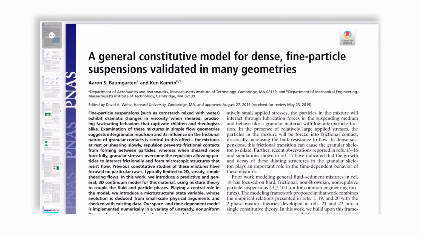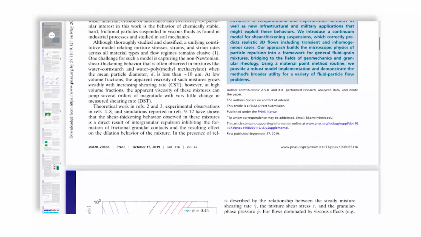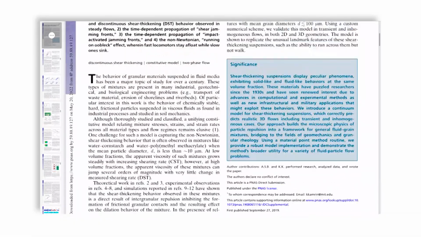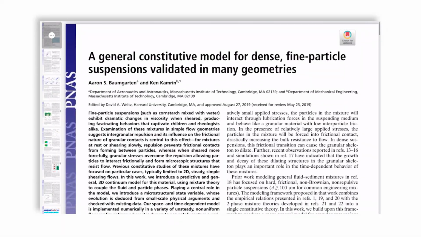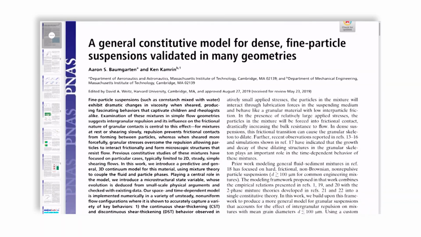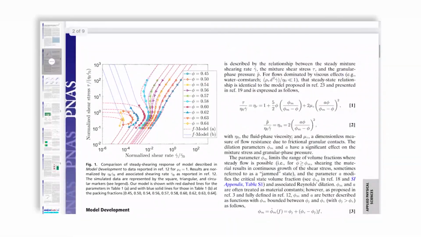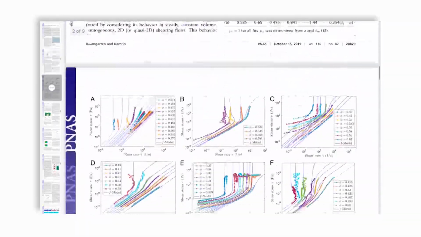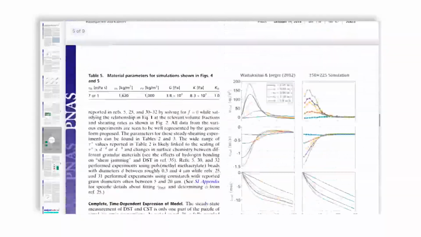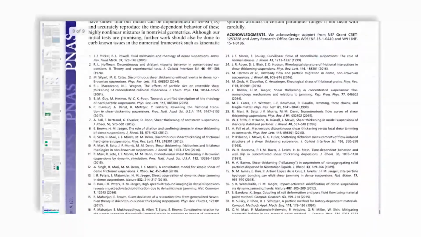The paper relating to this study can be found in the classroom environment, and it is from a journal, Proceedings of the National Academy of Sciences, USA. The year of publication is 2019. The authors are Baumgarten and Cameron. The equations, as I mentioned, are a little complex and they go beyond the scope of this course, but you're welcome to read it.